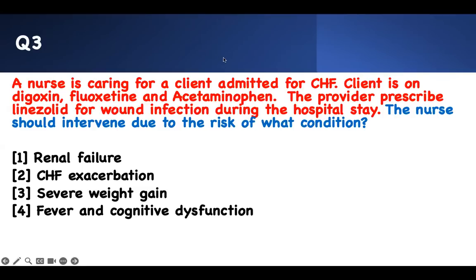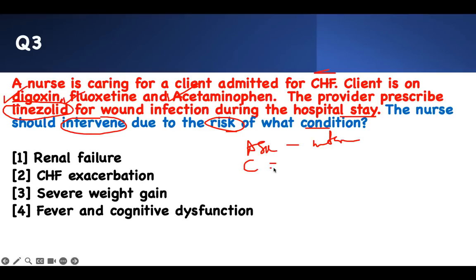Same strategy. The nurse should intervene, but I got to intervene due to the risks of what? A nurse is caring for a client admitted for what? CHF. The client is on what? Digoxin, fluoxetine, acetaminophen. The provider prescribed what? Linezolid for wound infection during the hospital stay. The nurse should intervene due to the risk of what? This is a bunch of information. Sit back and make it easy, adapt the NCLEX way. The key word means intervene.